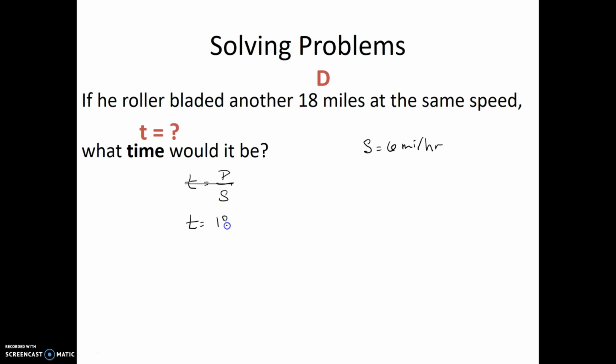And our distance this time is 18 miles, and our speed is still 6 miles per hour. And so our time equals 18 divided by 6, which is 3 hours. Okay, so we want to find out what time it is, right? Oh, I shouldn't have boxed that because that's actually not the answer, is it?